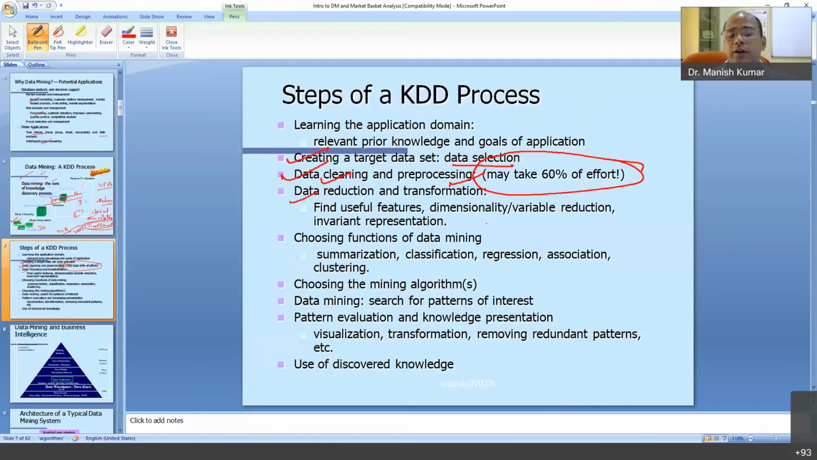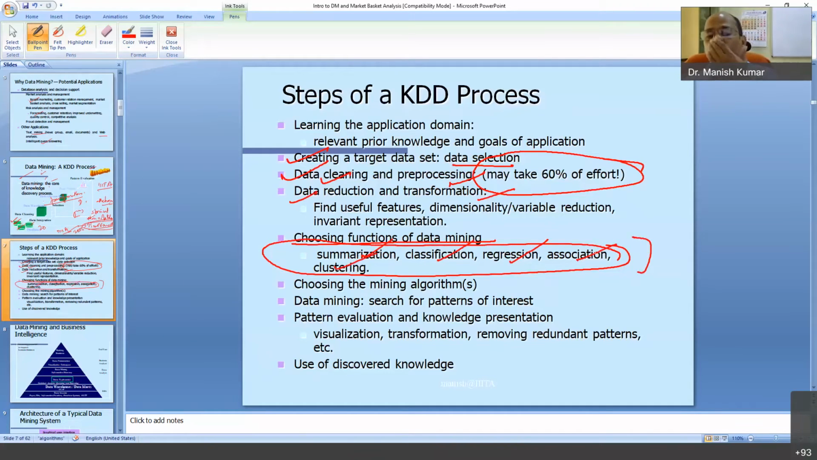We do some data reduction and transformations, as I told you already. These are the functions which we look to implement on data: summarization, classification, regression, associations, and clustering. Certainly we'll be knowing all these.